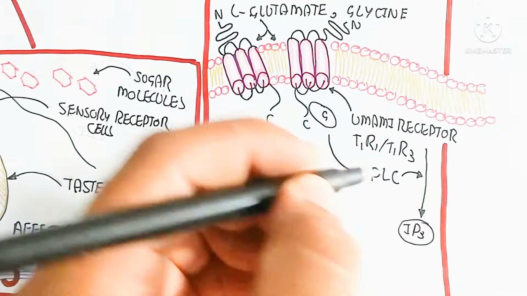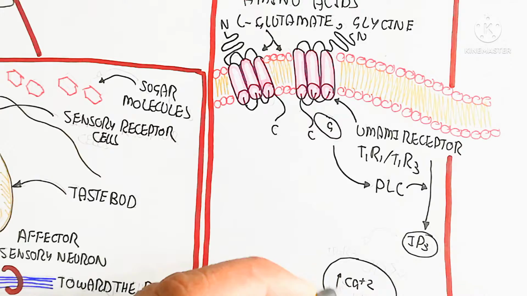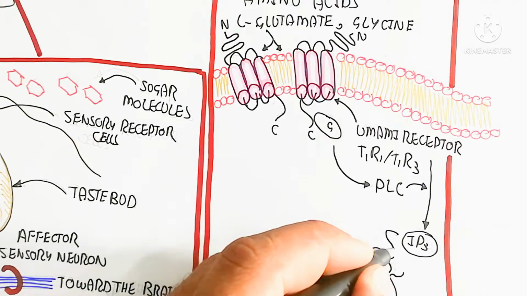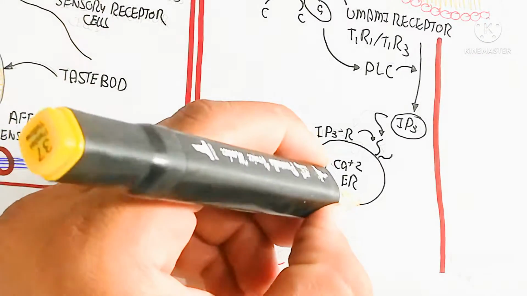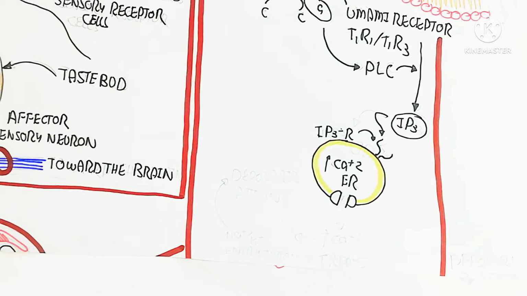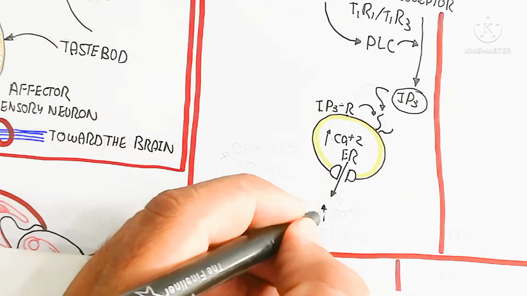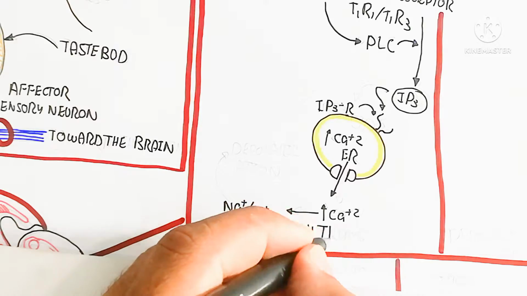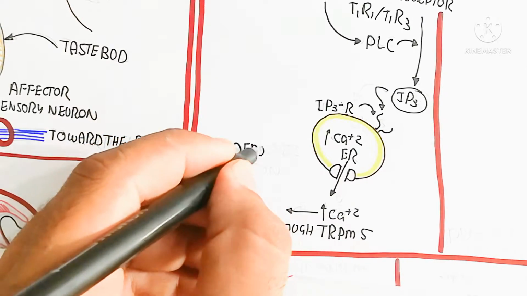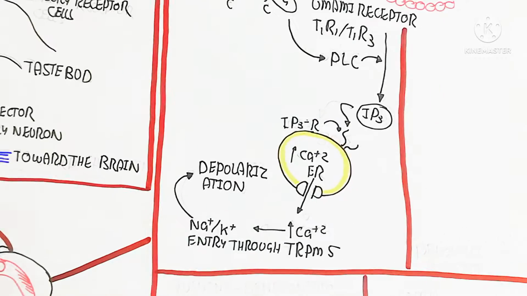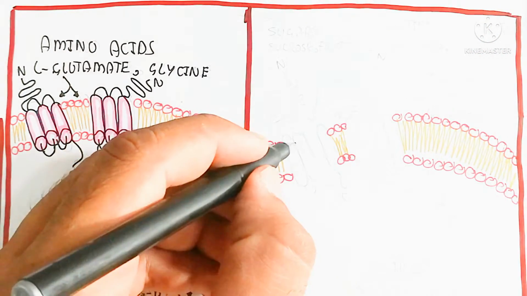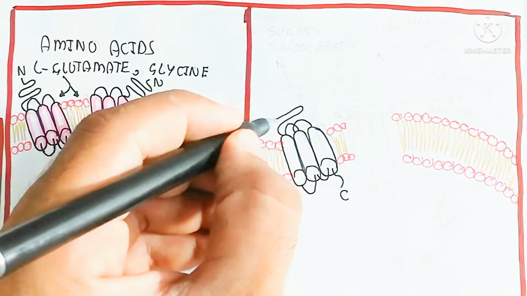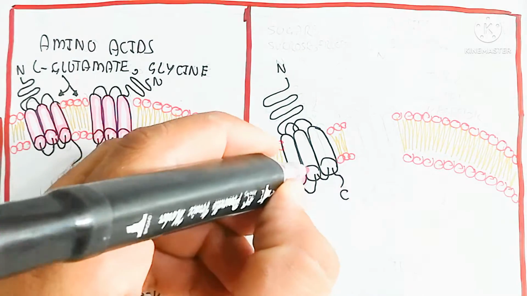Inside the endoplasmic reticulum the calcium is very high, but outside in the cytoplasm the calcium is low. So the calcium efflux increases the calcium concentration in the cytoplasm, and this triggers sodium and potassium entry through the taste receptor TRPM5, which leads to depolarization. Sodium will influx, and on the other hand the potassium will also efflux.